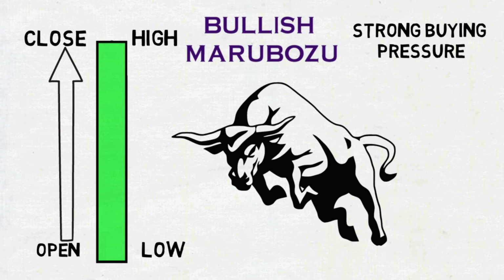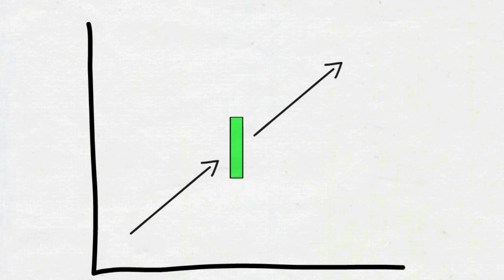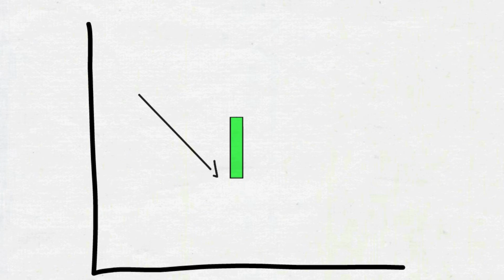If the previous trend is bullish, then this Marubozu is a signal of trend continuation. Or else, if the previous trend is bearish, then it is a trend reversal signal.